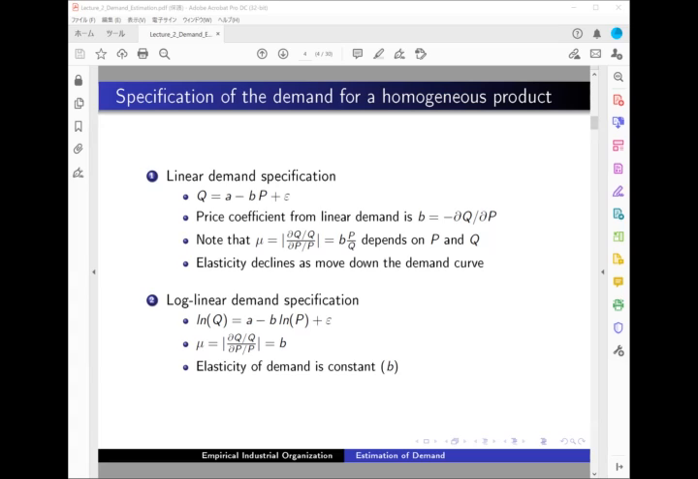Now, log linear demand specifies the log of quantity as a linear function of log of price. Here, the parameter B is exactly the own price elasticity of demand, and so the log linear demand specification implies constant own price elasticity.